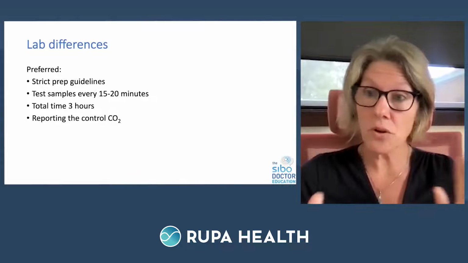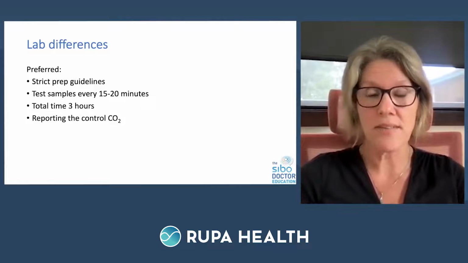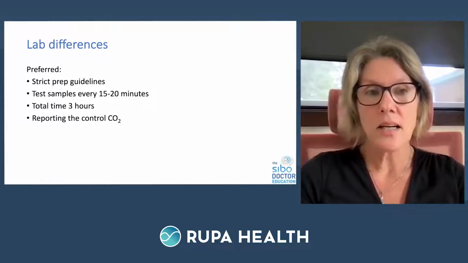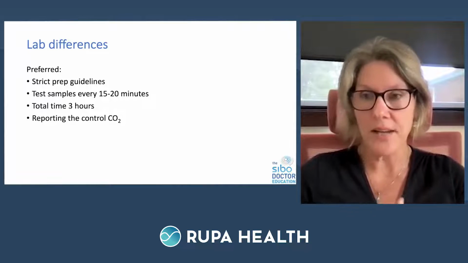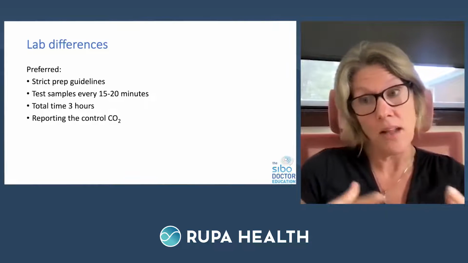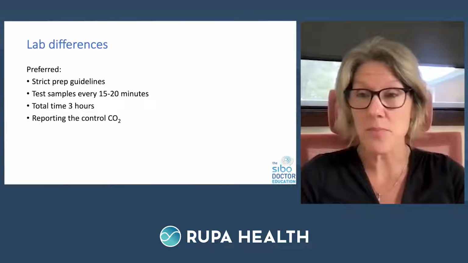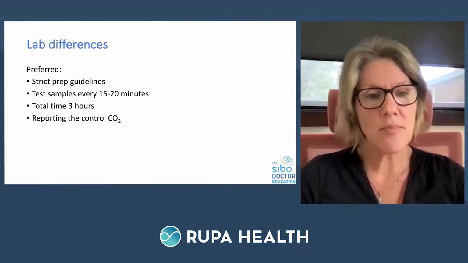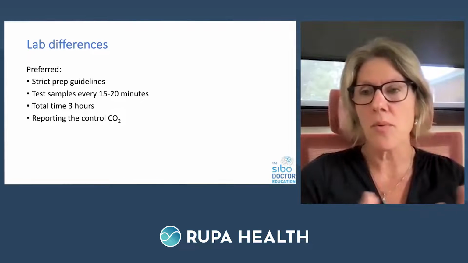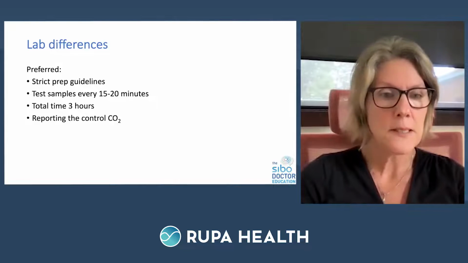And of course, things change if you have somebody with dysmotility. And as we'll see later, there are reasons to think that you can stretch that out a little bit, case by case basis. But total time is 3 hours, and the SIBO window is 90 to 100 minutes.